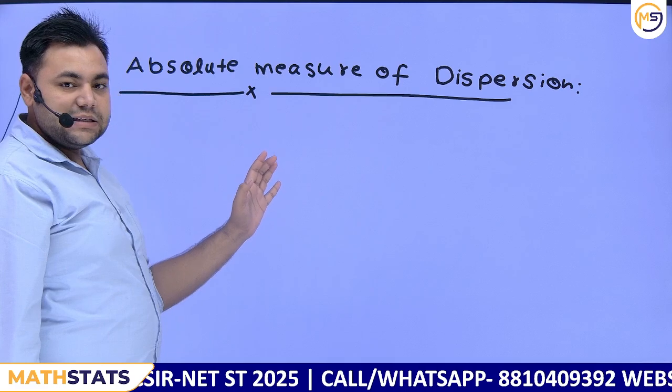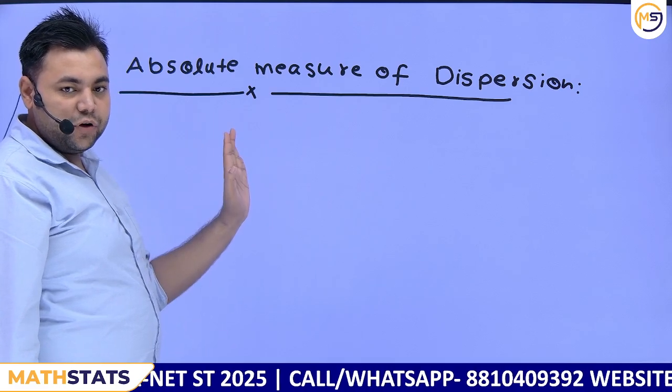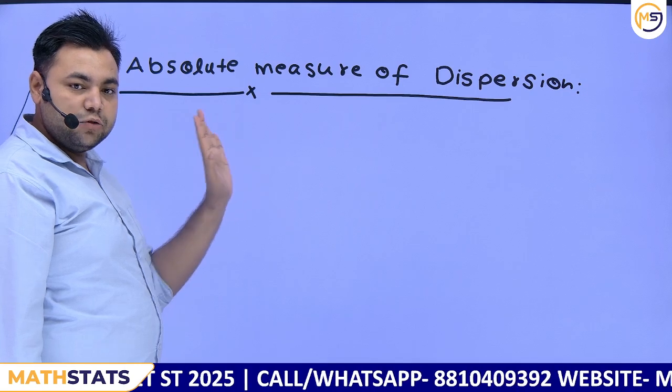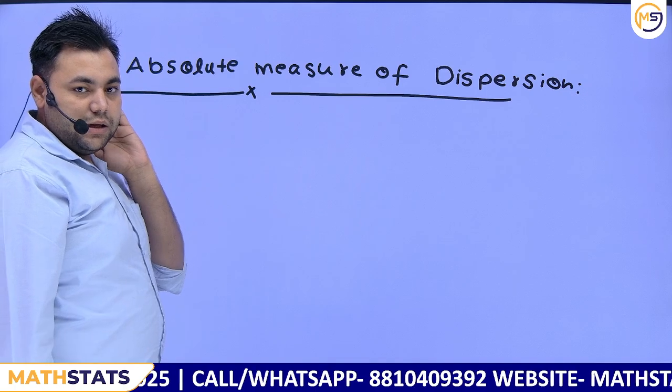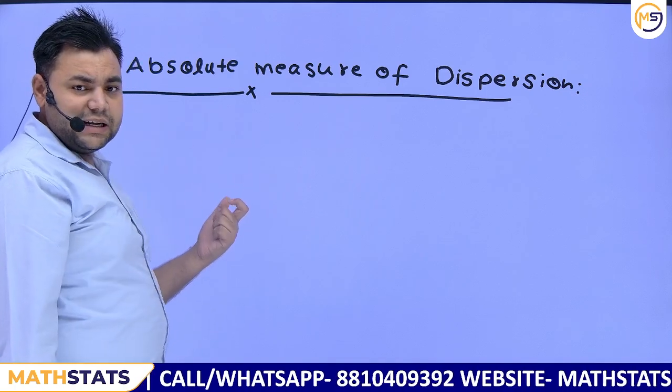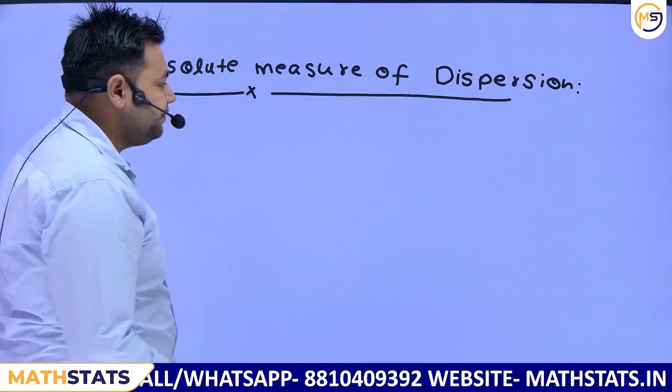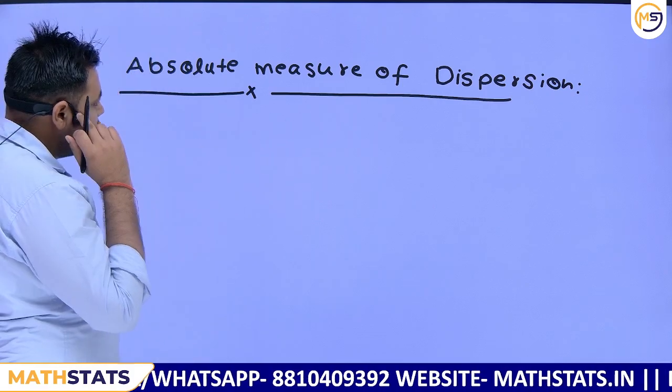In yesterday's class I already did the proofs. So today I will discuss only facts, only properties, only results, because yesterday's class was not recorded by mistake. So what are the absolute measures of dispersion?